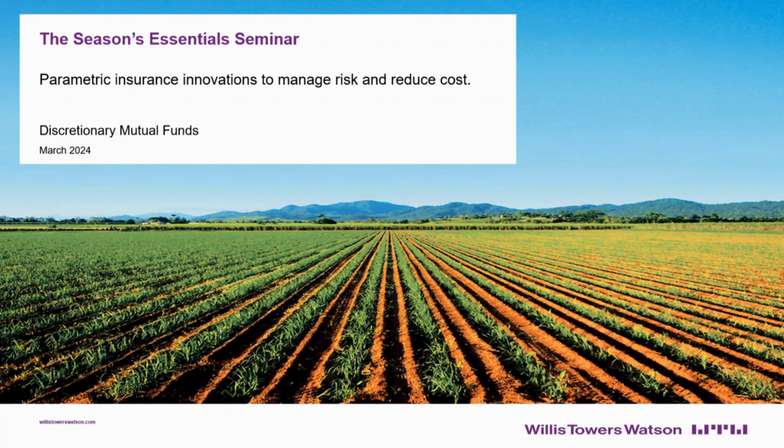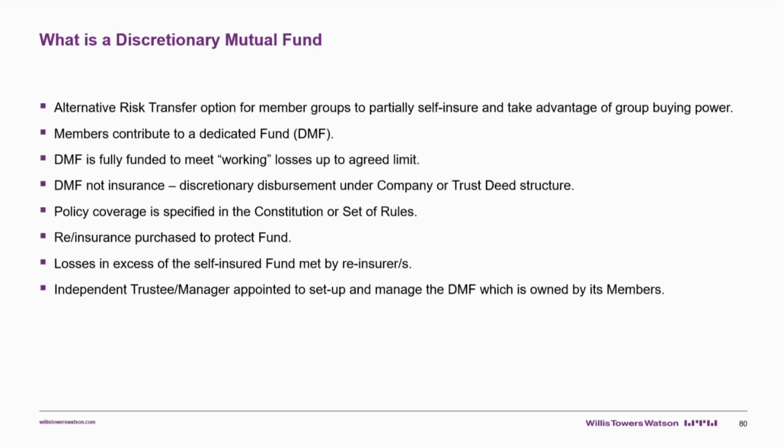So my session is going to touch on something called discretionary mutual funds. I don't know if you've all heard of mutuals and co-ops, I'm sure, but what I'm talking about here is insurance, mutual insurance funds. We call them discretionary mutual funds. And if you can picture, as we say there, it's an alternative risk transfer that gives group buyers, farmers, the opportunity to buy together and benefit from the group buying power.